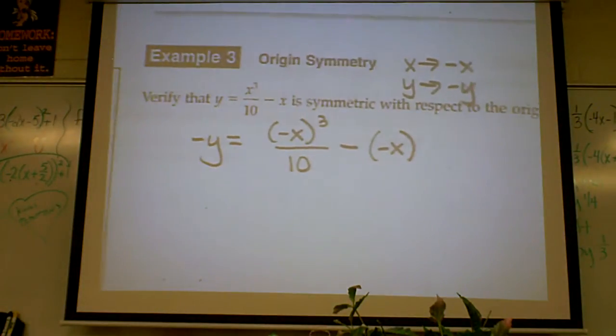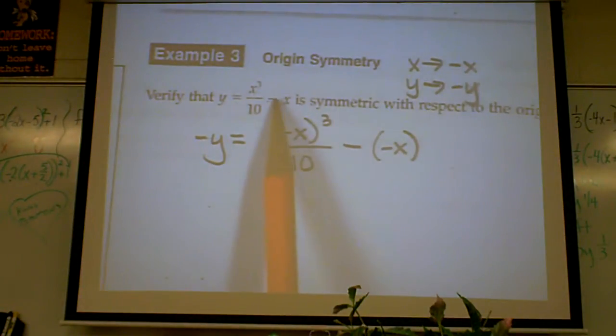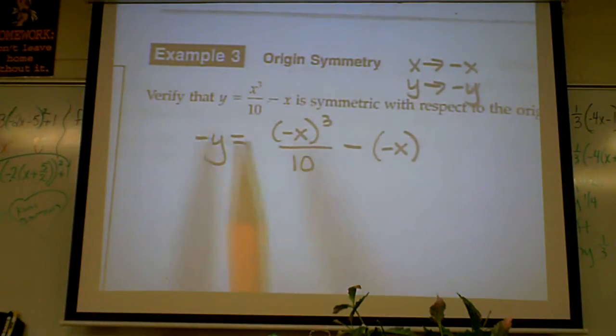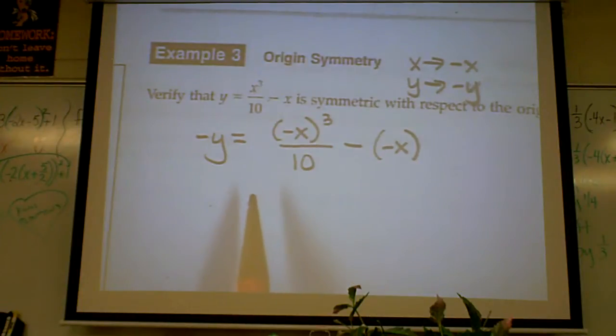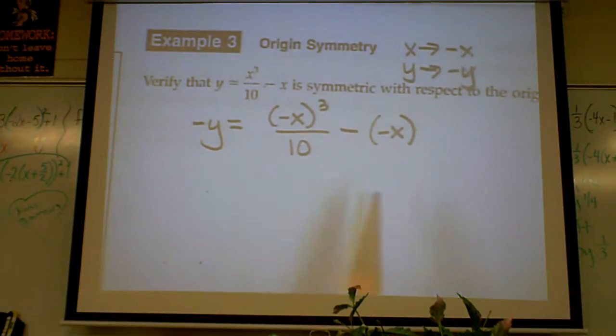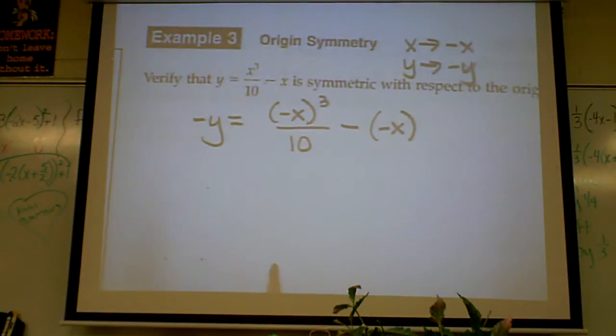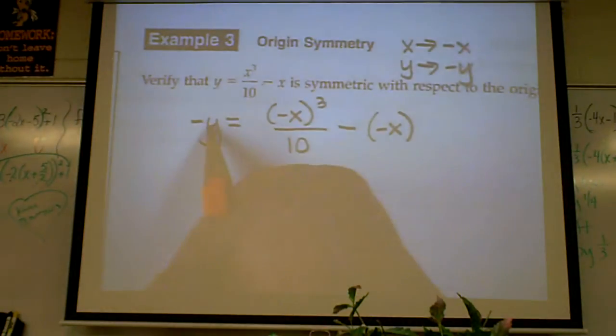See what I did? There's a negative here. That stays. I'm going to make this x, -x. Now obviously the way it is right now, we don't know. We have to clean this up, simplify it. This is going to stay the same.